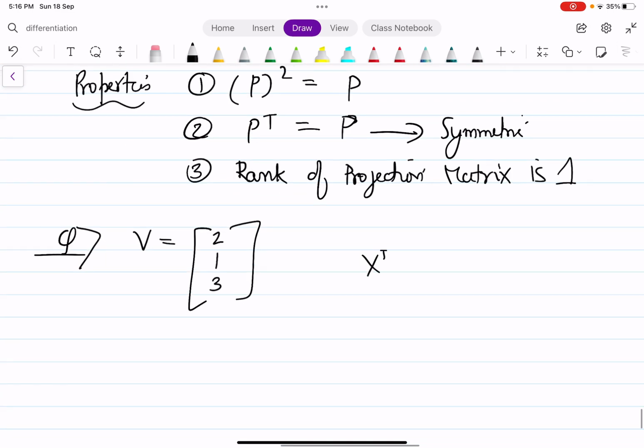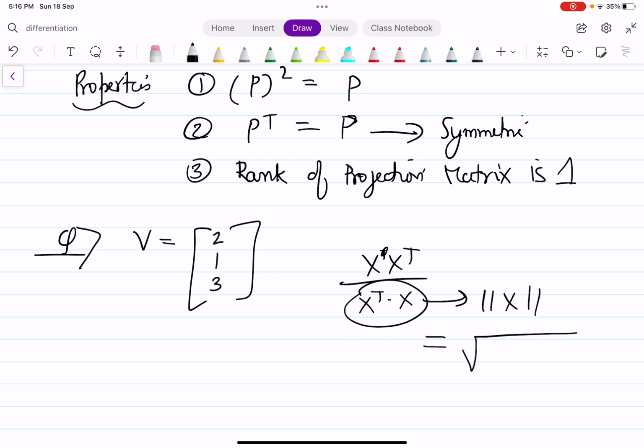This is X transpose X into X transpose divided by X transpose into X. This X transpose into X is simply the norm of X, which is the square root of the squares of the components, x1 square till xn square. This is the norm of X. We have discussed a video on norm earlier. If you have any doubt, you can watch that video.